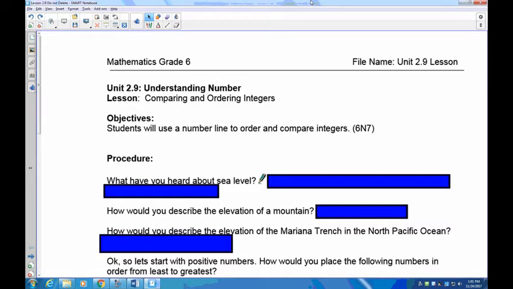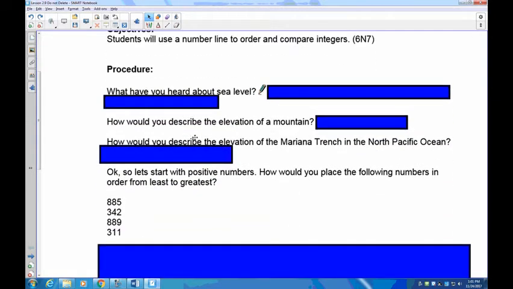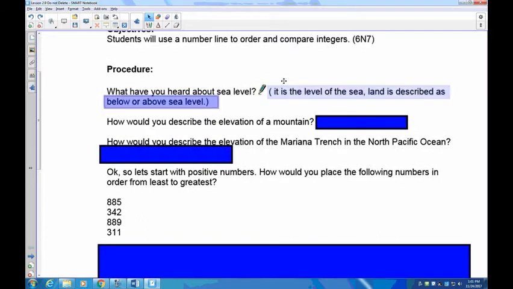So let's just do some background stuff here. What have you heard about sea level? Well, you should know that sea level is where the sea and the land meet, and it's the top of the sea. When we talk about sea level, that's something we use an awful lot in math, because there's a positive, which is above the sea, and a negative, which is underwater. And we let the level of the sea be the zero.